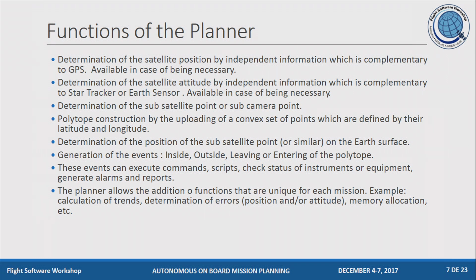So the algorithm that the planner executes onboard will determine the position of these subpoints with respect to the different polytopes you have in your mission plan. When these points enter the polytope, the software will generate different events.